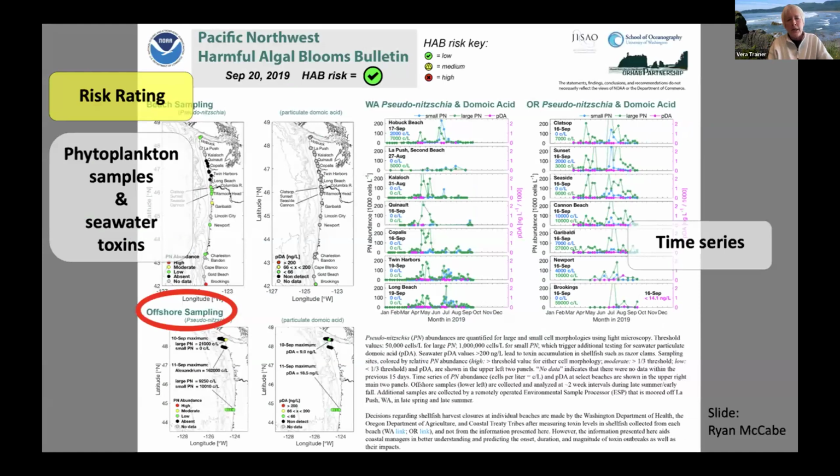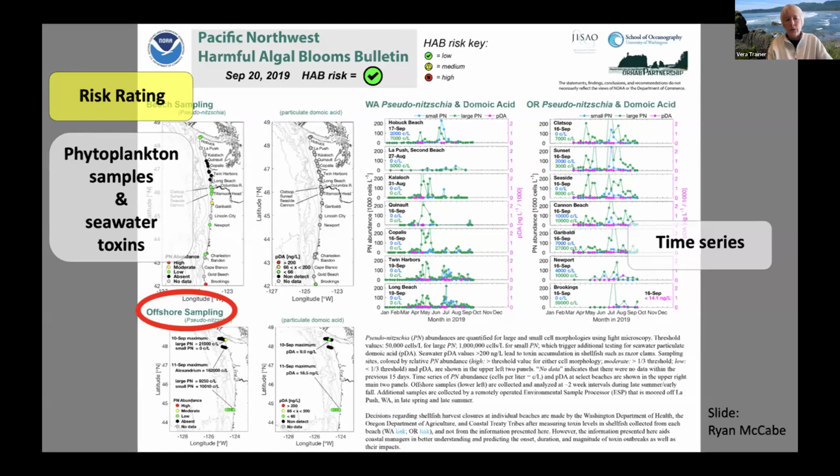So here's the first page of the bulletin, and this was requested by managers of the Department of Fish and Wildlife and Department of Health. They requested that we leave all of this information in there, but they said they're very busy people. They wanted our risk assessment front and center at the top of the bulletin so that they can either read the bulletin at their leisure or they can act quickly if the HAB risk is red, for example.